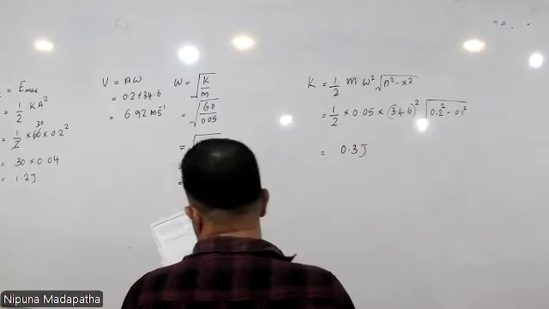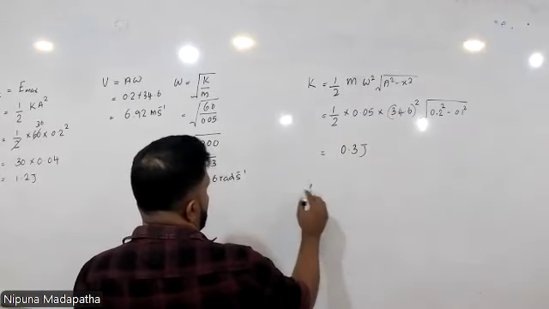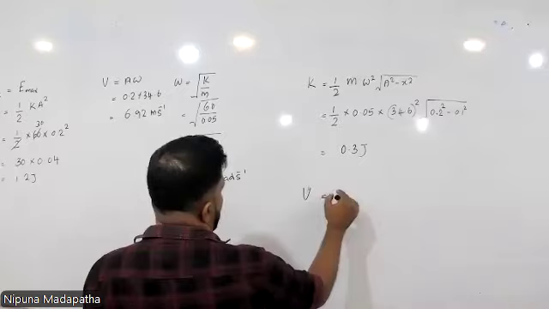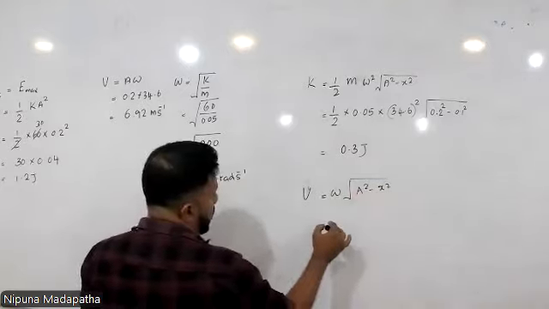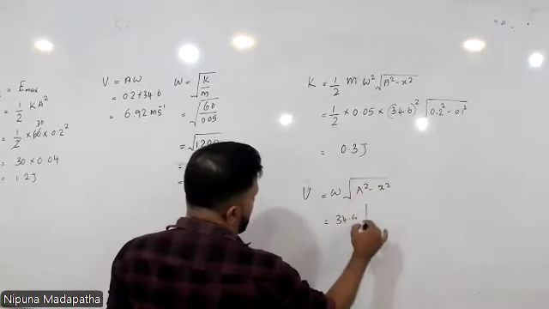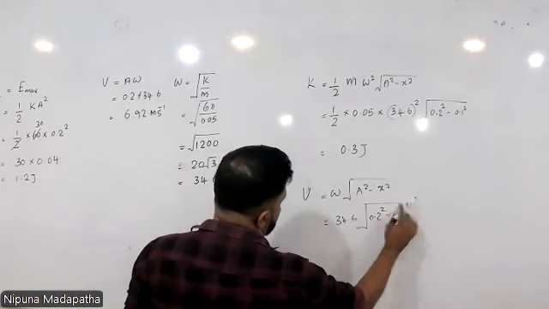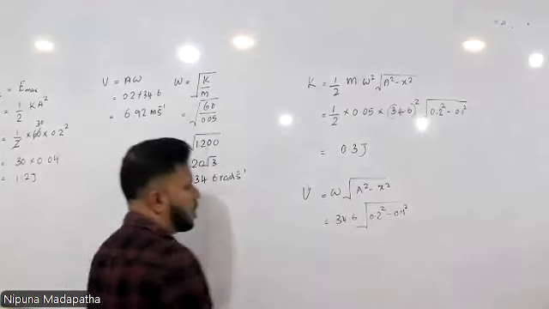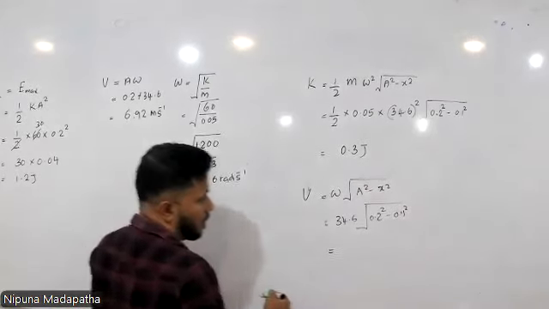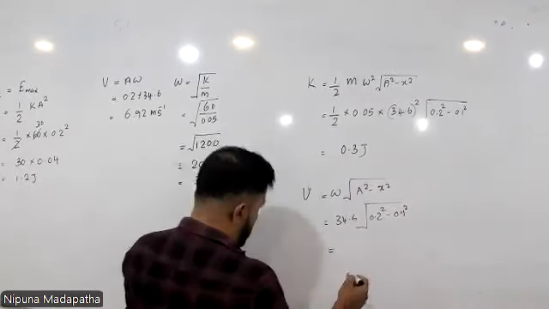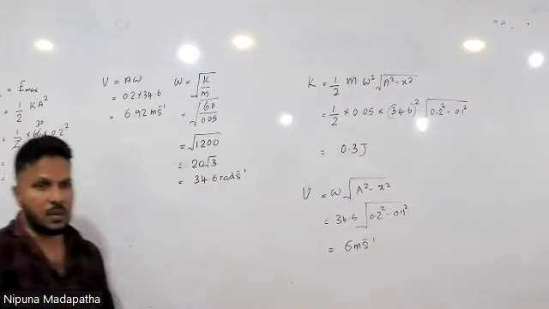Velocity again, we have the expression: velocity is omega times the square root of A squared minus x squared. Omega is 34.6, A is 0.2 squared, x is 0.1 squared. So around 3 and something, then 6 and something. Give me one second.